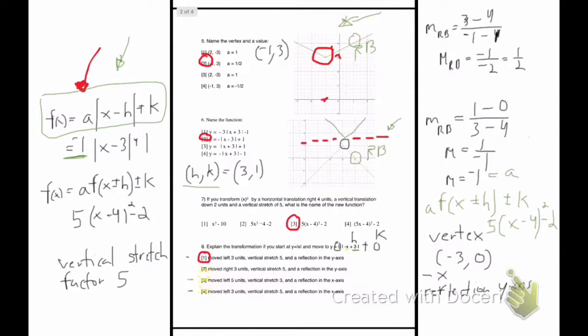If we wanted to reflect in the x-axis, where would the negative sign be? That's correct. In front of the 5. If there was a negative in front of the 5, that means a vertical reflection. But since the negative is in front of the x, that is a reflection in the y-axis.